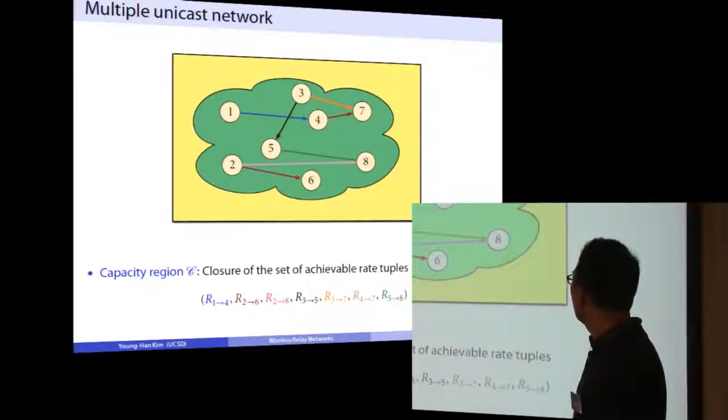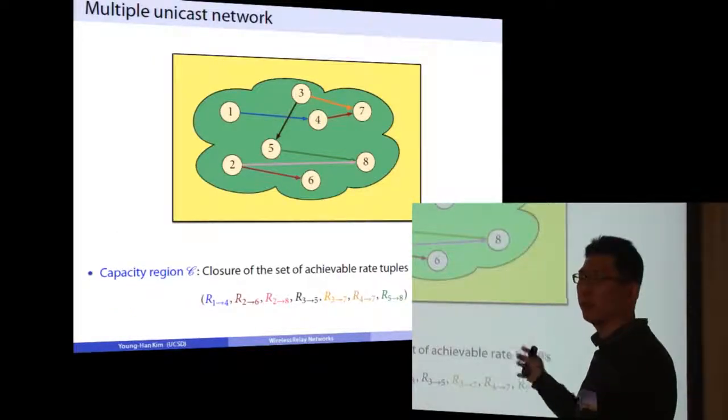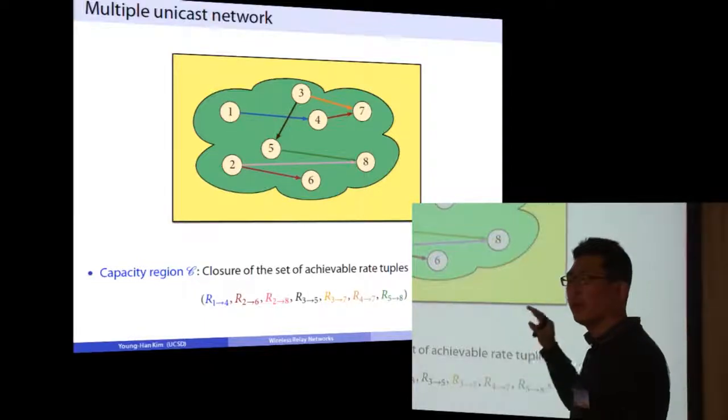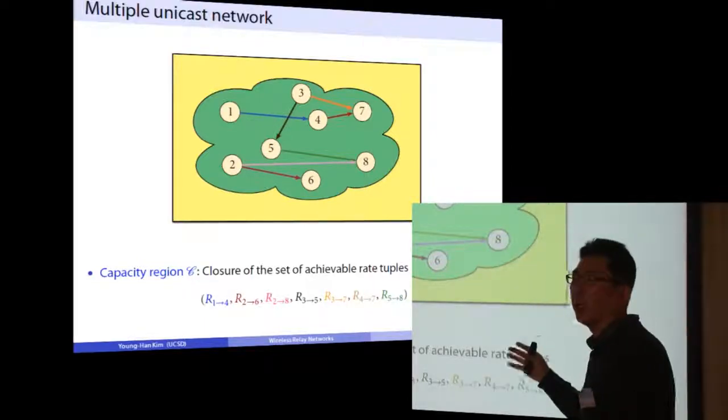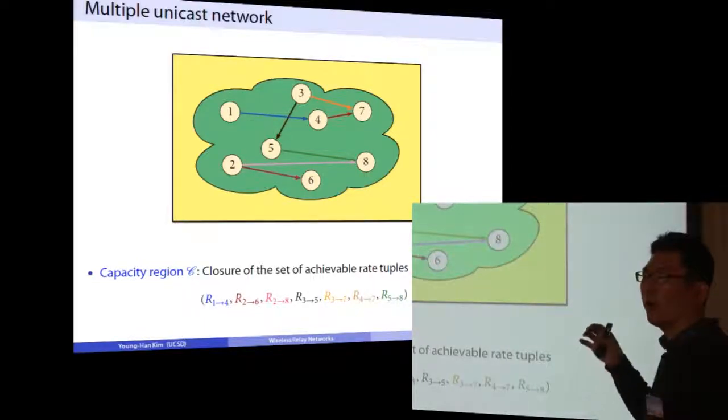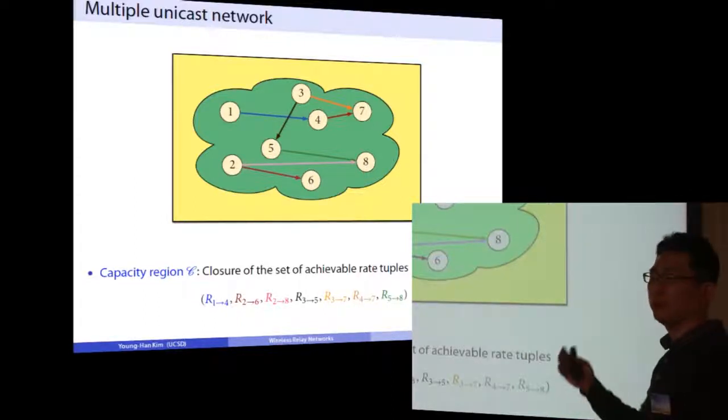I don't know how to do the coding for this network, but at least what I'm going to show you now is how to upper bound the capacity, which is better than the traditional cut-set bound.